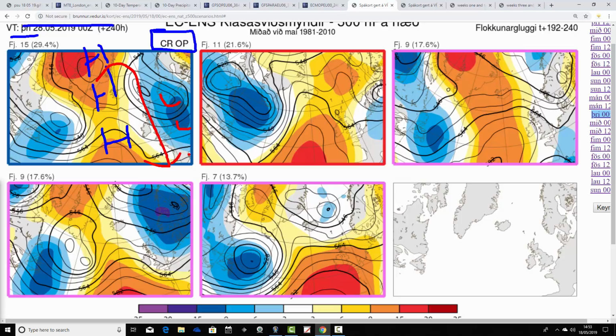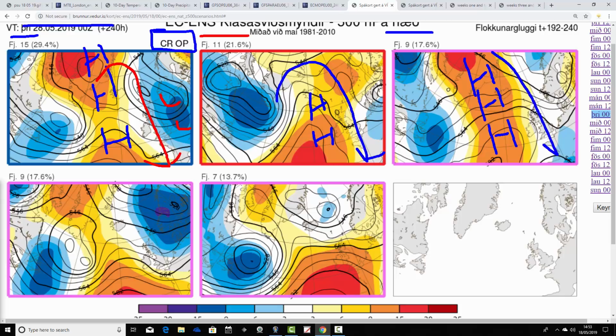Cool and showery conditions up to day 10. We have 11 members of the ECM ensembles that just have that ridge a little bit closer to us from the west. Still quite cool, really. The winds are still coming in from a north-northwesterly direction, but it is slightly more settled. That's a stronger ridge sitting just out to our west. We've got 9 members of the ECM ensembles with high pressure ridging through the Atlantic like that.